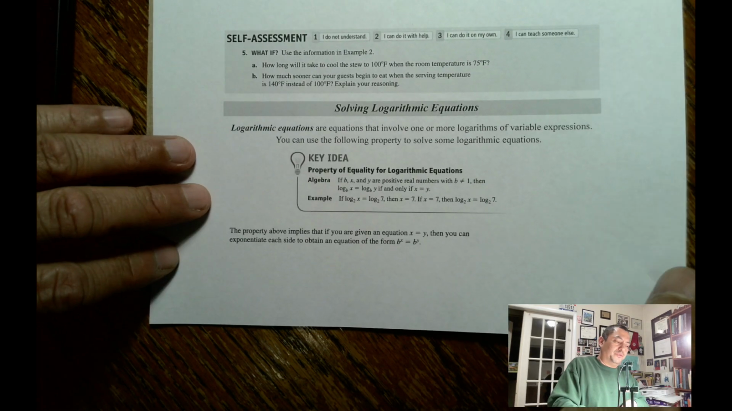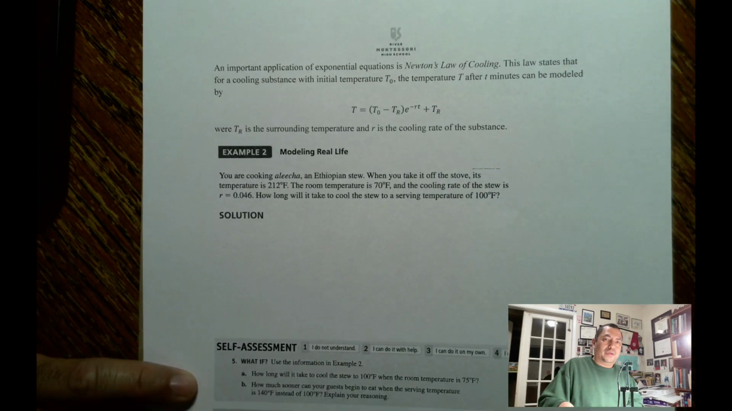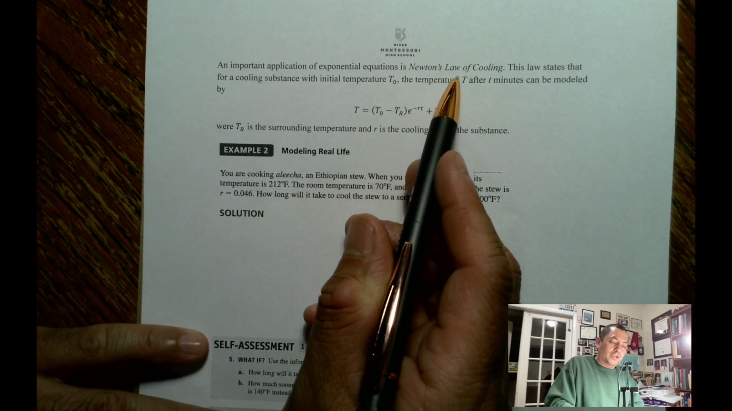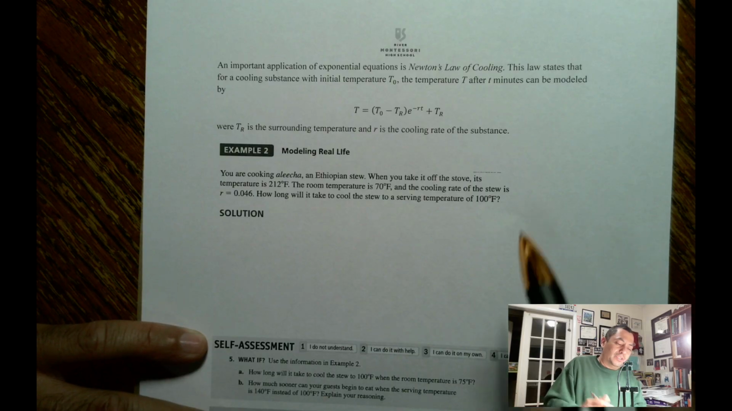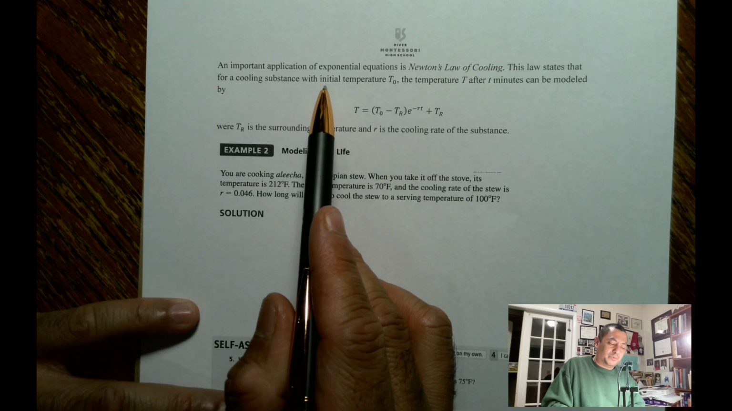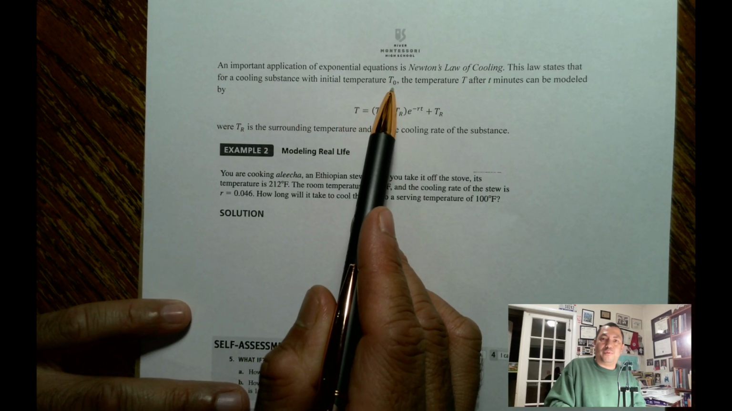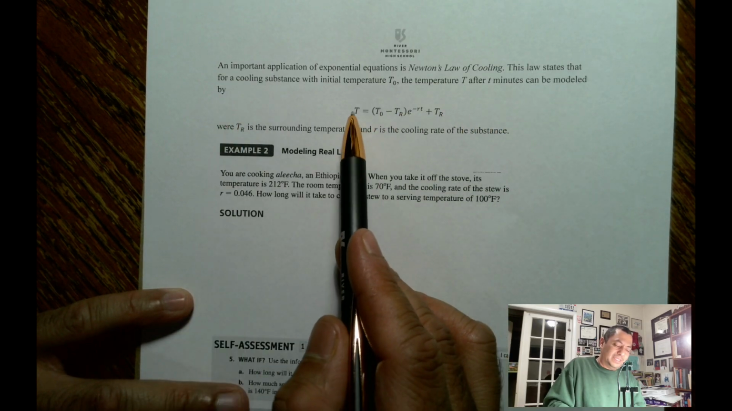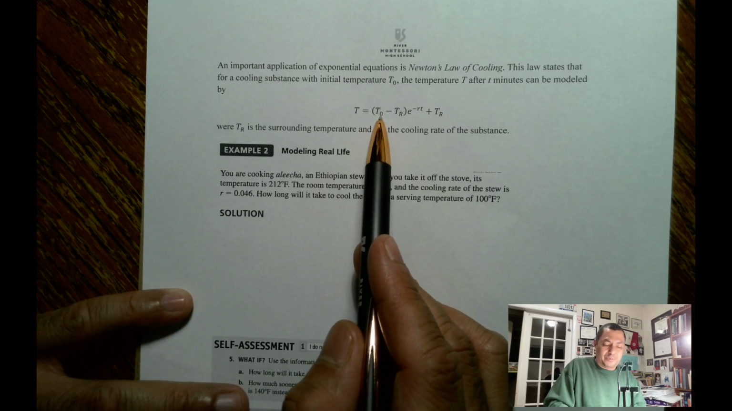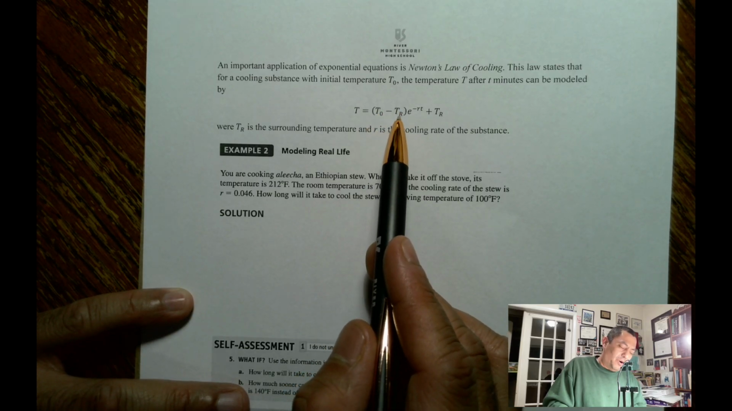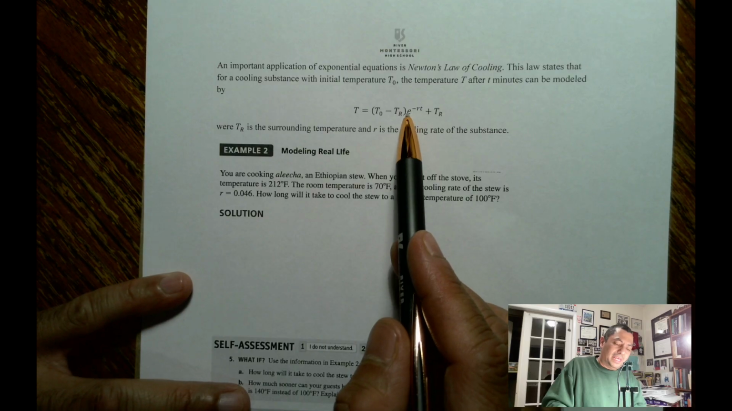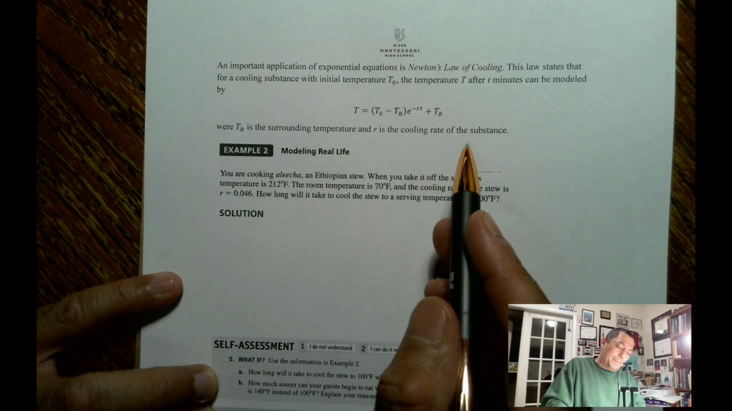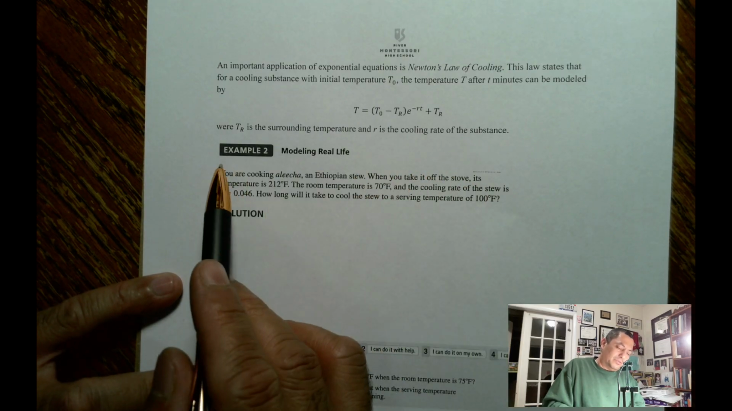Before we solve example number 2, we need to go over an important application of exponential equations, which is Newton's law of cooling. This law states that for a cooling substance with initial temperature T sub 0, the temperature T after t minutes can be modeled by T equals T sub 0, the initial temperature, minus T sub R, which is the surrounding temperature, e to the negative rt plus T sub R, okay? R is the cooling rate of the substance.